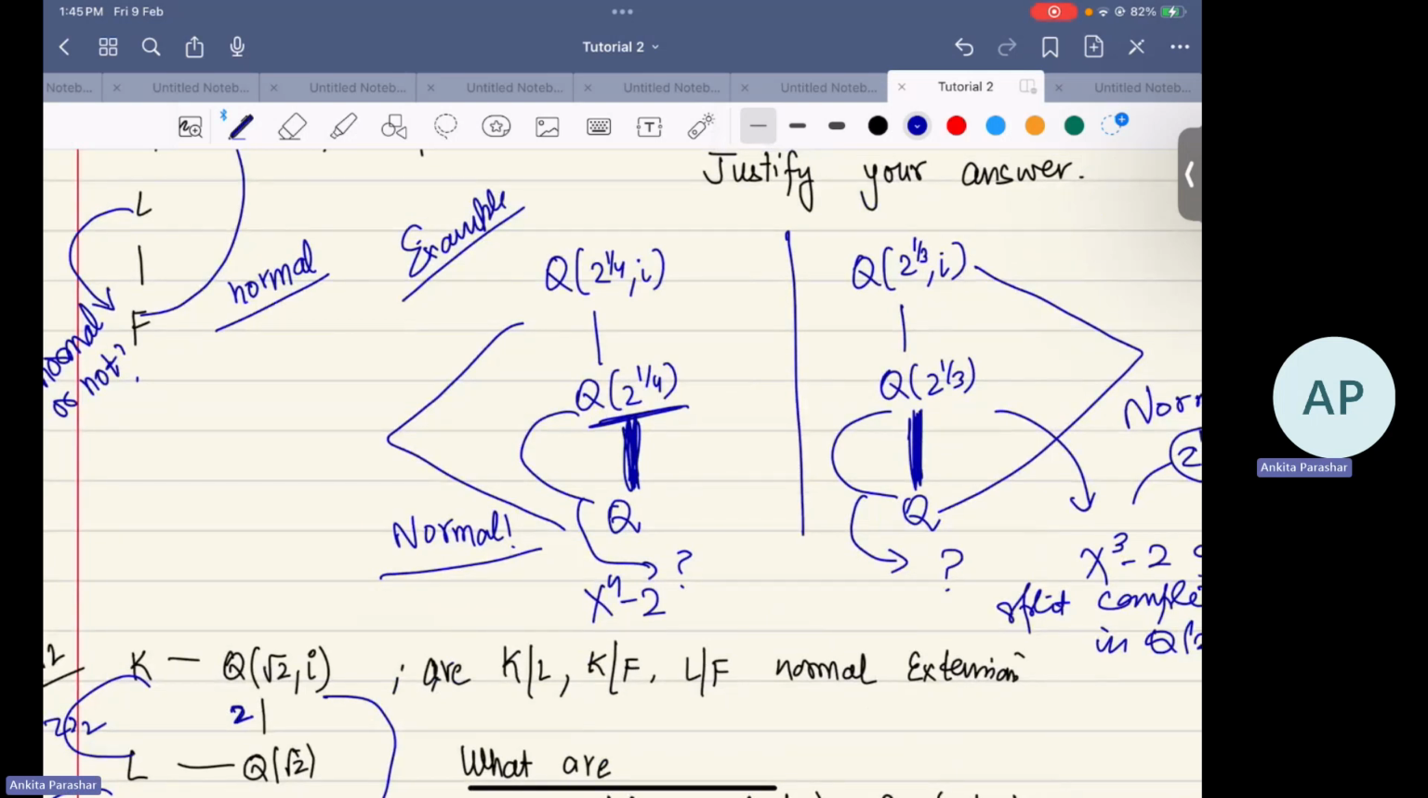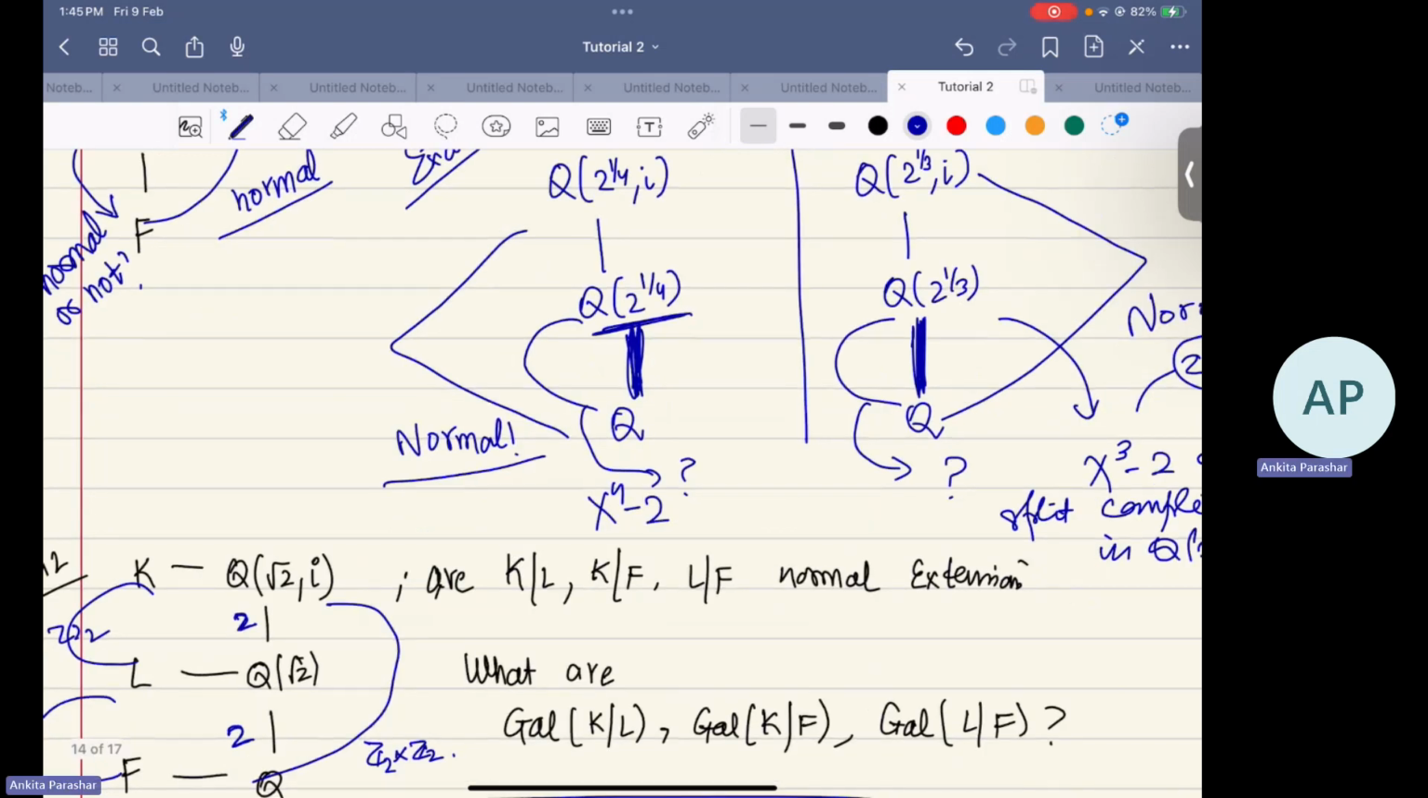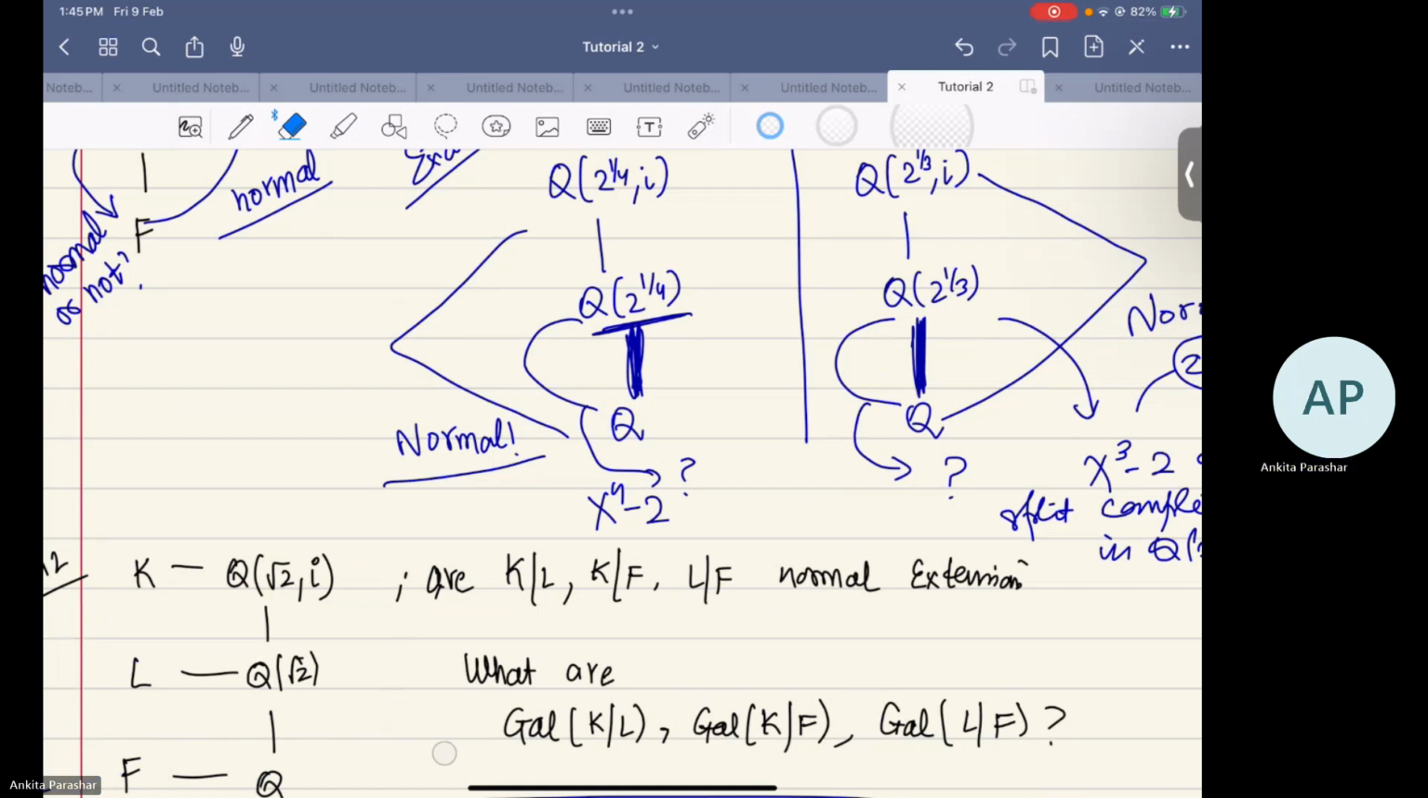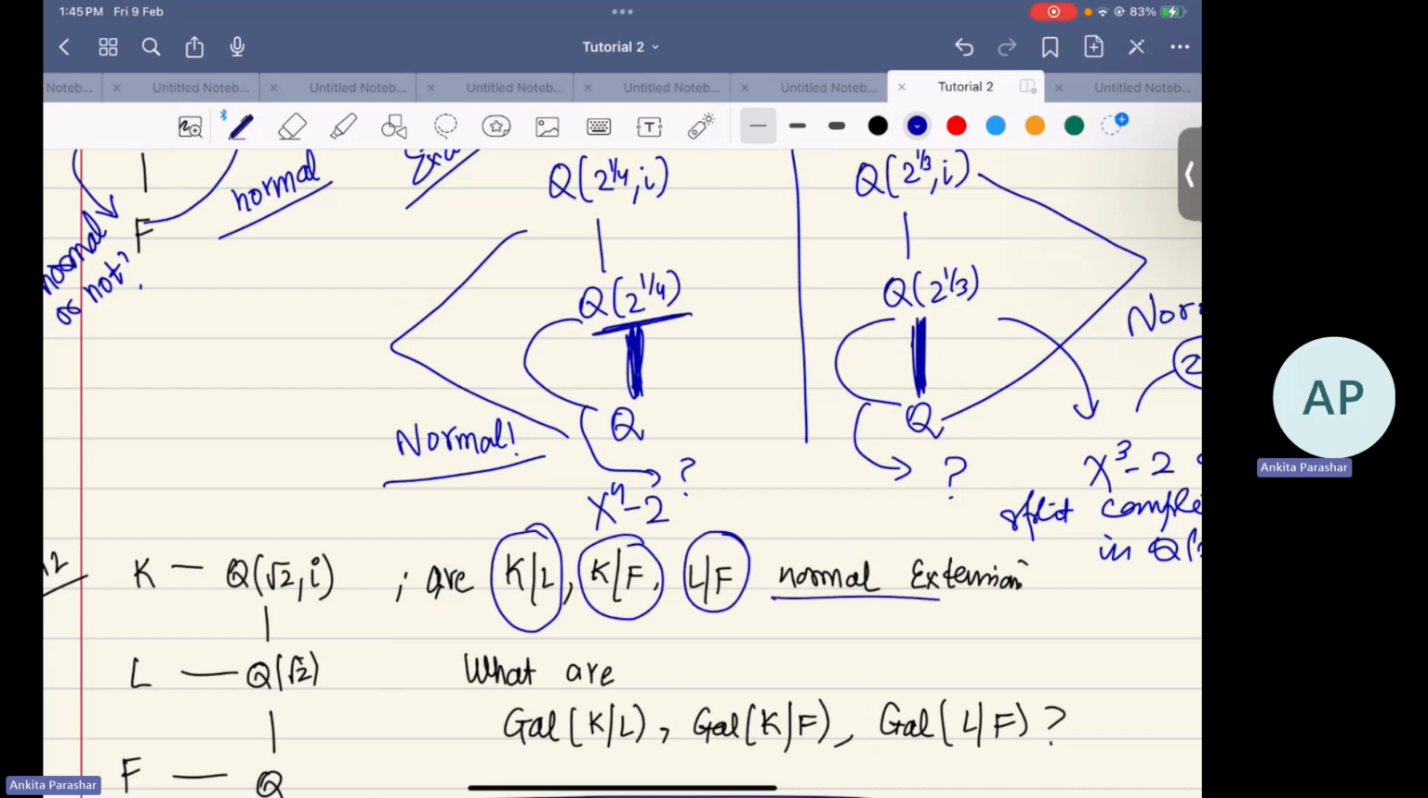All right, so this is one more question. We have Q(root 2, i) over Q(root 2) over Q. This is a question where you have a tower of fields, and first of all you have to check K over L, L over F, K over F, are these normal extensions. All three extensions: which of them are normal and which of them are not normal? Think for a minute.